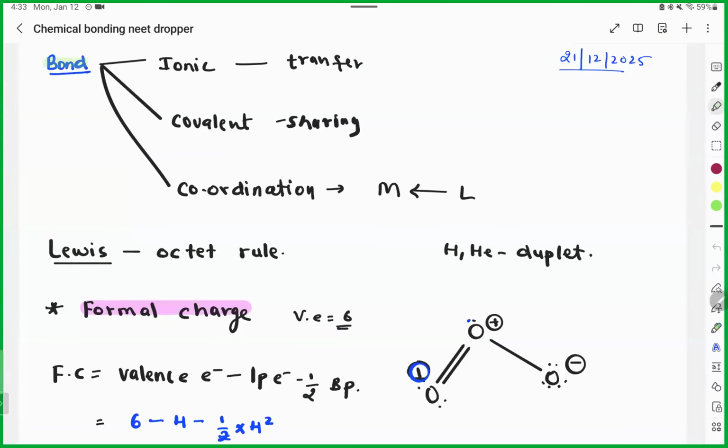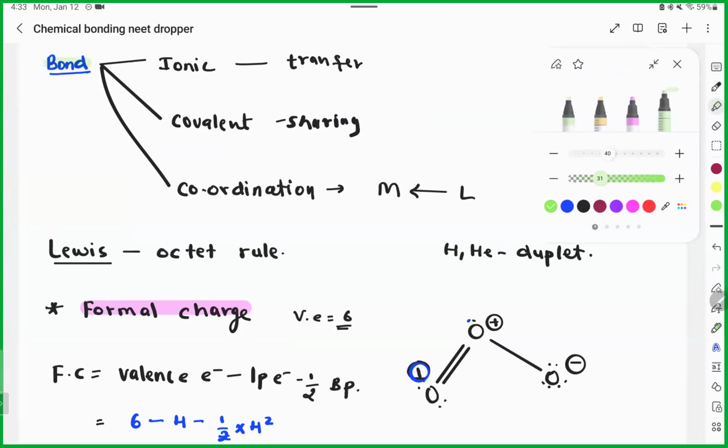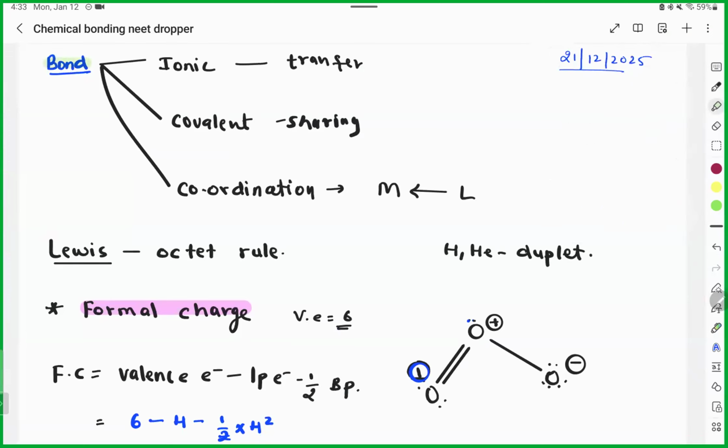We know different types of bonds are present in chemical compounds: ionic bond, covalent bond, or coordination bond. Ionic bond is formed by the transfer of electrons. Covalent bond is formed by the sharing of electrons. Okay, and in coordination bond you have sharing, but this sharing is done only by the ligand.